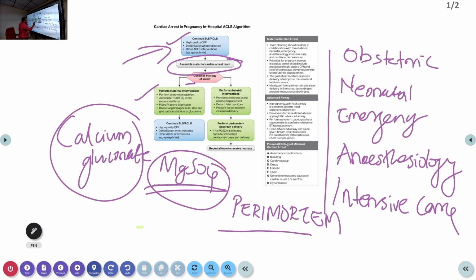So perform perimortem cesarean delivery. You have started CPR. Within 5 minutes, the mother has not attained return of spontaneous circulation. Okay, 5 minutes over. We cannot wait anymore. Go ahead with perimortem cesarean section. So that is what it has said. Consider, if no ROSC in 5 minutes, consider immediate perimortem cesarean delivery and a neonatal team to receive the neonate.